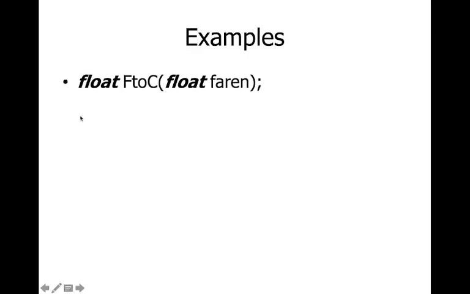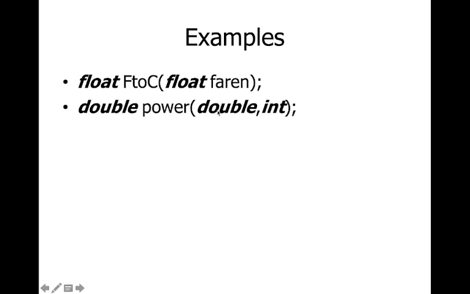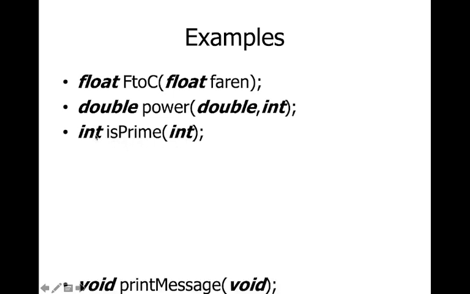Then these are some examples. Float f2c, that is the name of the function, with float faren. This means we are passing a variable faren which is float, and the return data type of this function is float. Then double power double comma int, which we have already seen. Then int is prime int, meaning when we call it, we will be passing some integer value, and the return type of the function is integer.